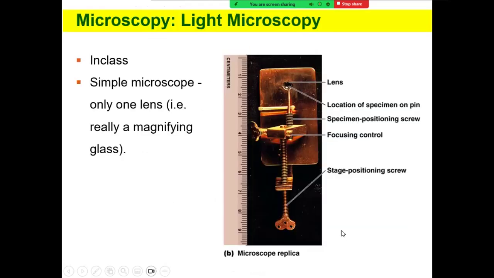You should also know a simple microscope, such as the one shown here. This is the microscope that Antony van Leeuwenhoek made. A simple microscope only has one lens for magnifying the specimen shown here. It is really only a super duper magnifying glass because it has only one lens.